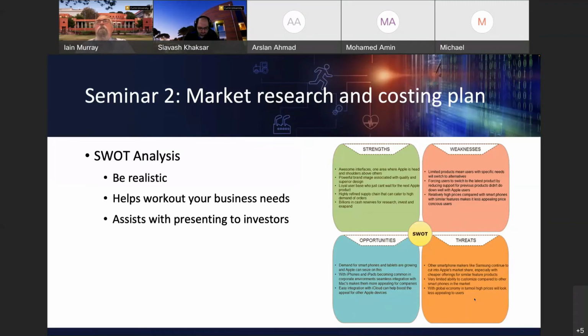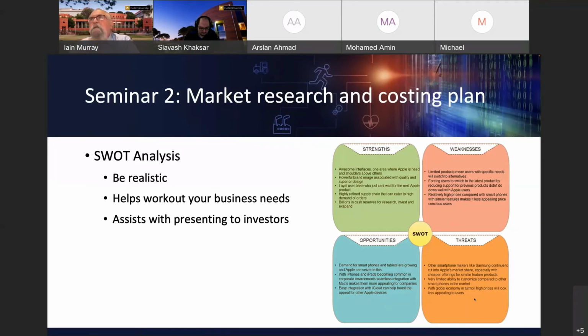Right, I think the Apple, yeah, we're using Apple here again. The strengths of Apple: awesome interfaces. Apple is head and shoulders above the others. Great brand image. All right, so they're the strengths. The weaknesses: limited range of products, forcing users to switch to the latest product by reducing support for previous models. Doesn't go well with some people, and relatively high prices.